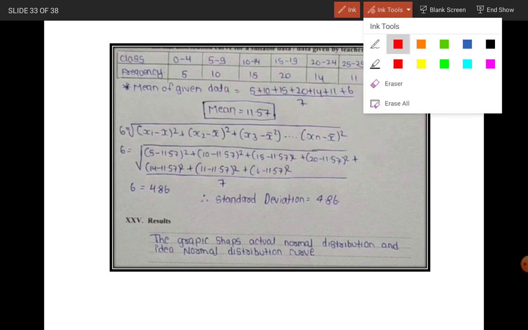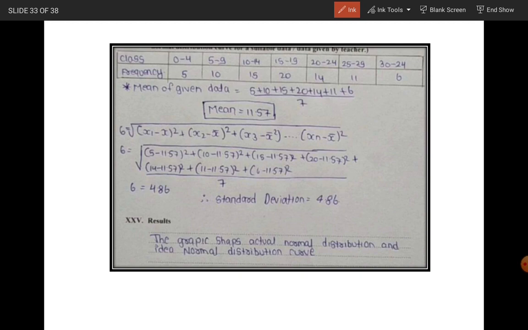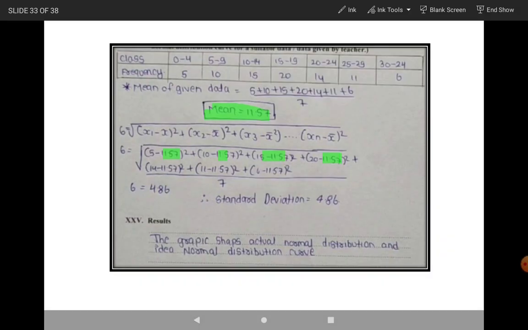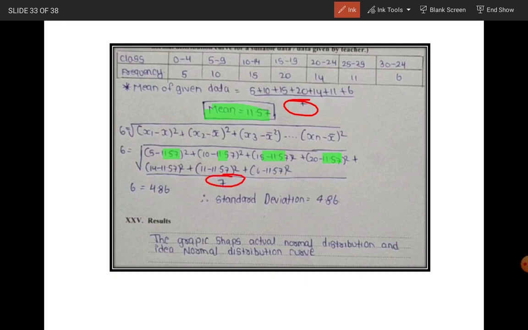Now I will highlight this particular part. Here these particular values are utilized: 11.57 is utilized here, here, and here. Then we divided by 7, with respect to this value. Once we go through the calculation, we get the sigma value of 4.86, which we call the standard deviation.